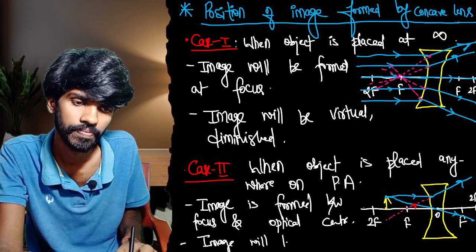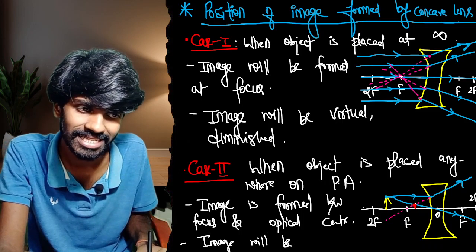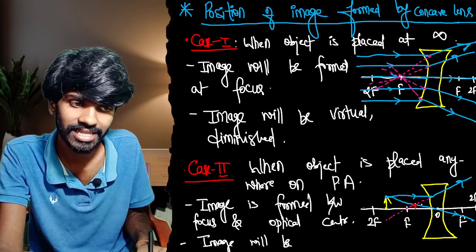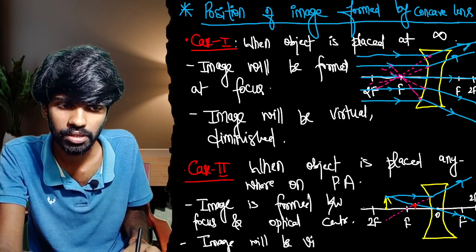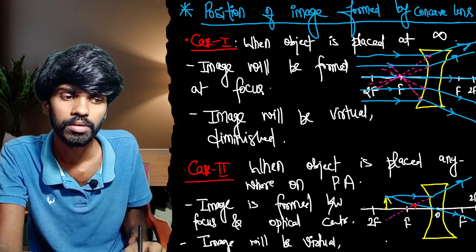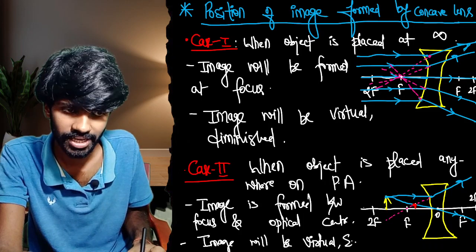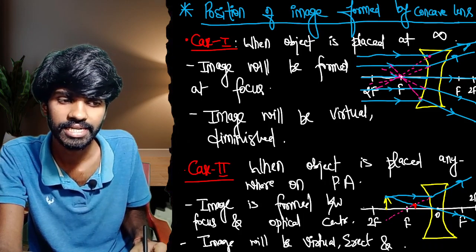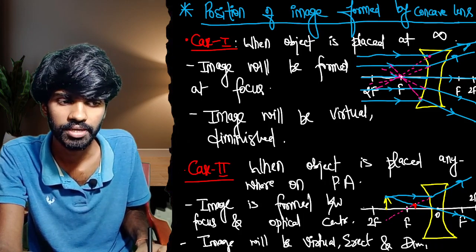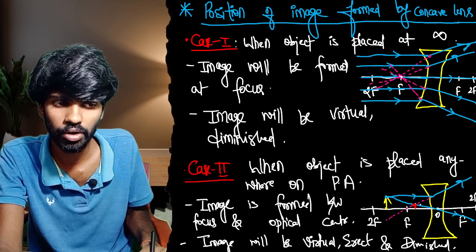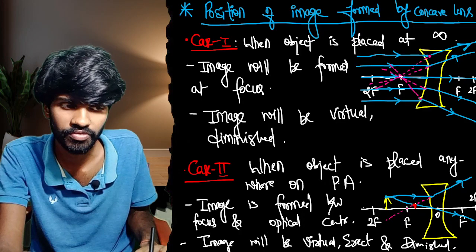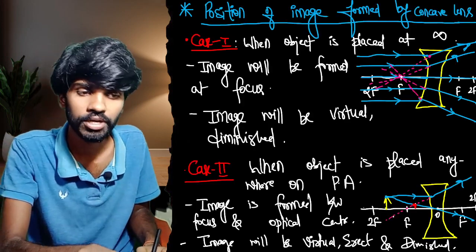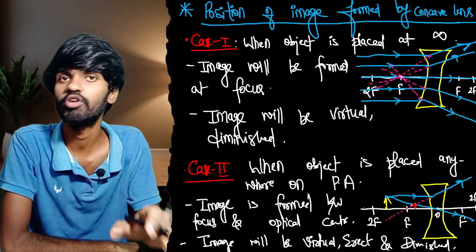Similarly you can also write image will be, since rays are not actually meeting, they just appear to meet, so we will write image will be virtual, erect, and diminished. Okay, as the image here is smaller than the object, so we will write diminished in this situation. Okay, so this was all about image formed by concave lens.